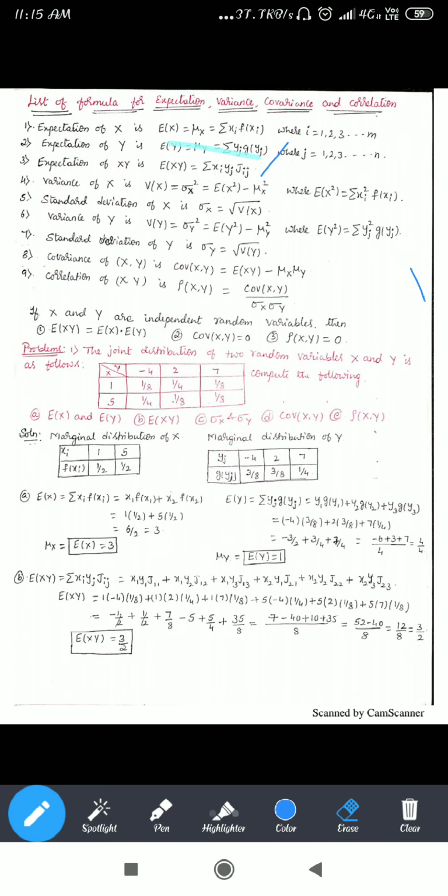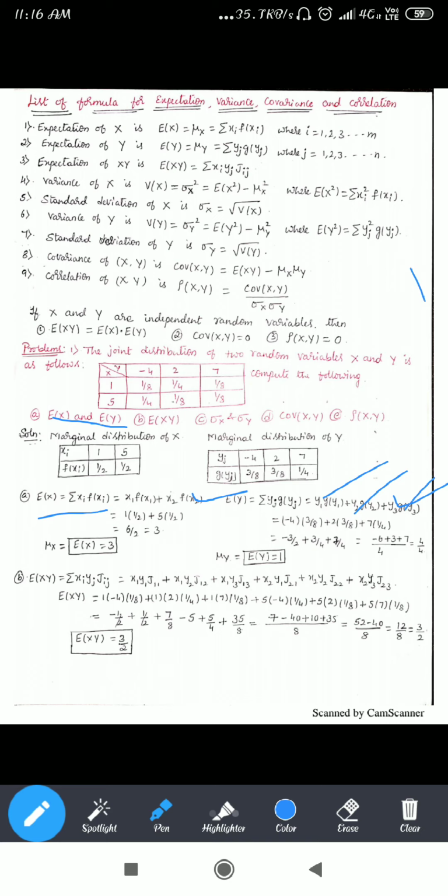Now the main thing is E of x and E of y. So E of x, we know the formula, summation xi f of xi. So x1 f of x1, x2 f of x2. Same thing for E of y, that is summation yj g of yj, and y1 g of y1, y2 g of y2, y3 g of y3.